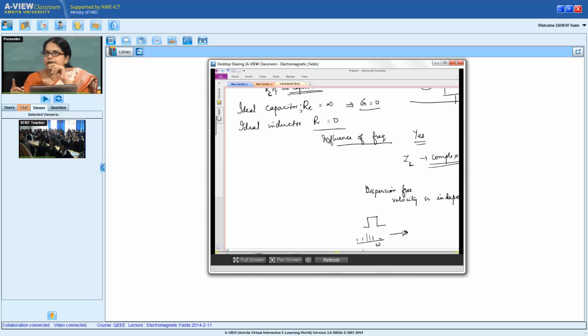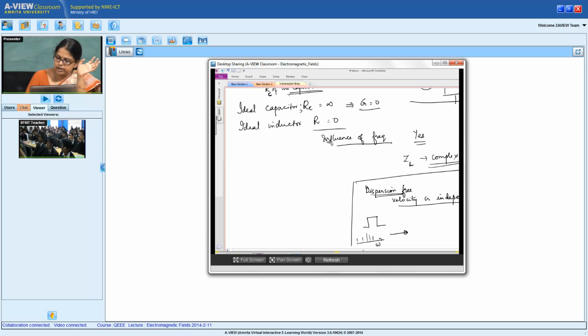Since we are running out of time, maybe we will pick up this part on dispersion in the next class, because it deserves a little more attention. Dispersion would create some problems in the line, and we will discuss those issues independently. But at this moment, to answer your question, a dispersion free line is a line where your velocity is independent of omega.